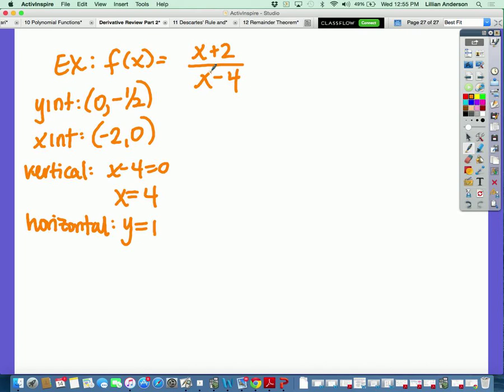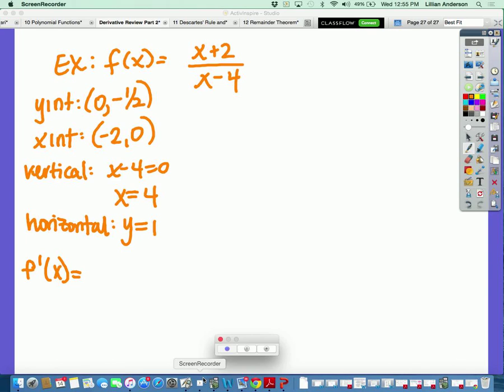Let's go ahead and find our derivative so we can figure out some extrema. It's the quotient rule. It's kind of nasty.